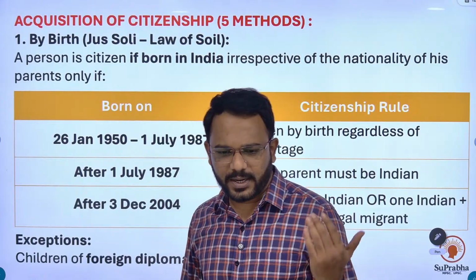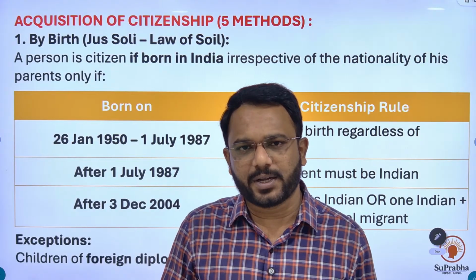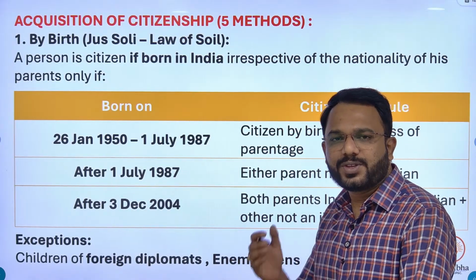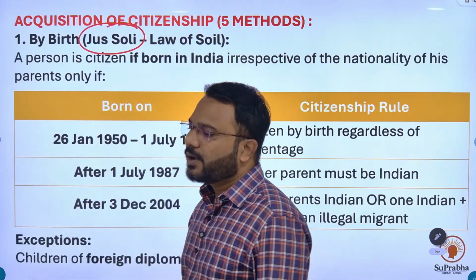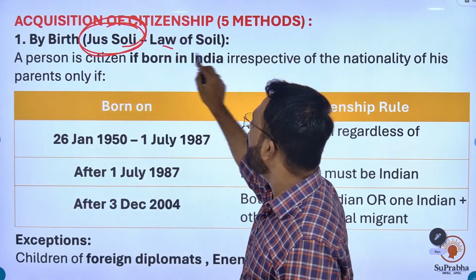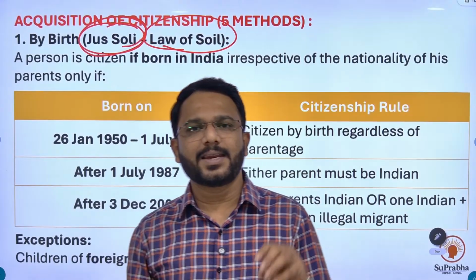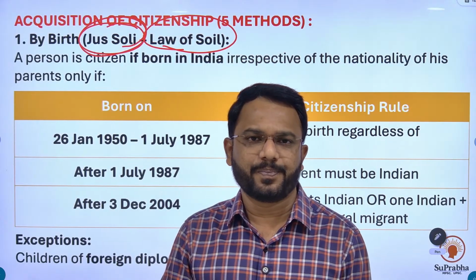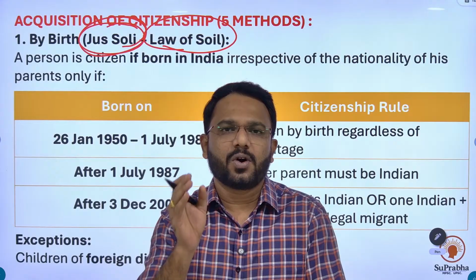So let's come to the provisions of acquisition which are mentioned in the Citizenship Act. The first provision is acquisition of citizenship by birth. There is a law for citizenship which is related to birth and it is jus soli. Jus soli means law of soil. What does this term mean? It means that any person who is born on this land, the land of India, the land of America, is by default granted citizenship, and he is the citizen of that nation.